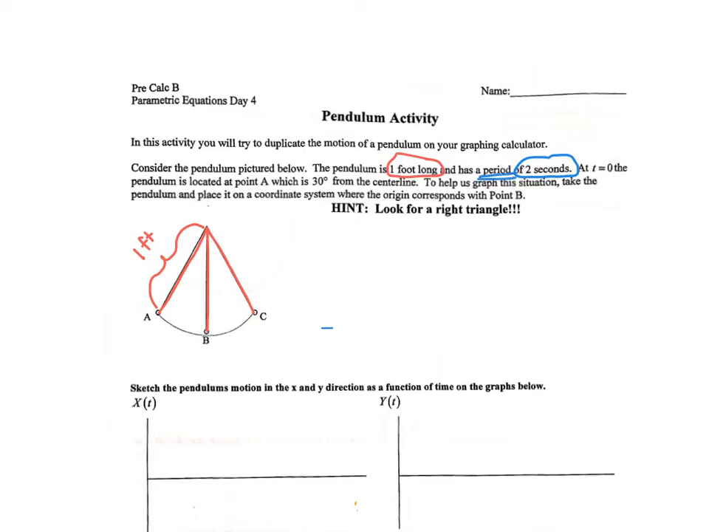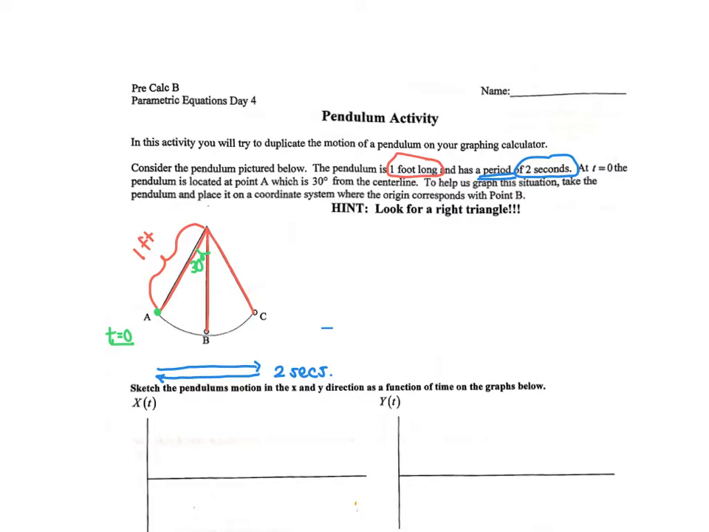1 cycle would be the amount of time it takes for the pendulum to swing backwards in one direction from point A to C and then to return again to point A. So that entire time is going to take 2 seconds to complete that 1 circuit. It then tells us that at t equals 0, the pendulum is located at point A. So this point right here is where the pendulum is starting. And point A is 30 degrees from the center line. So this angle right up here is an angle of 30 degrees.